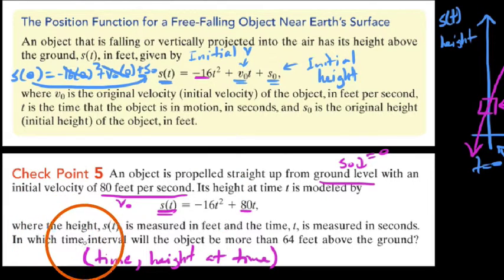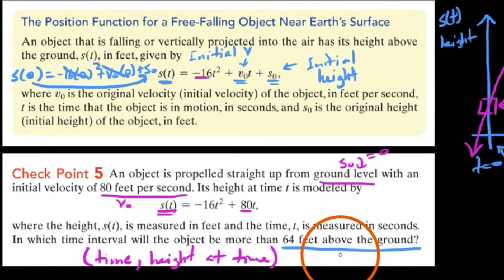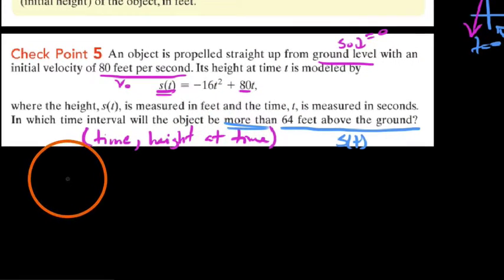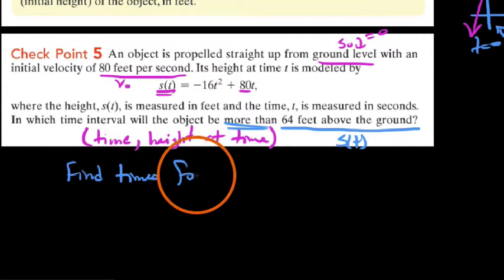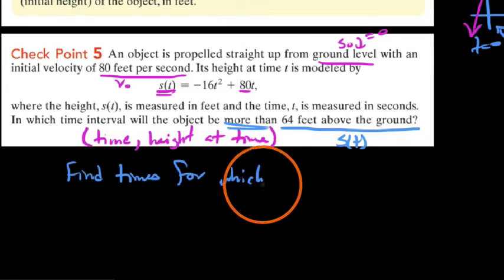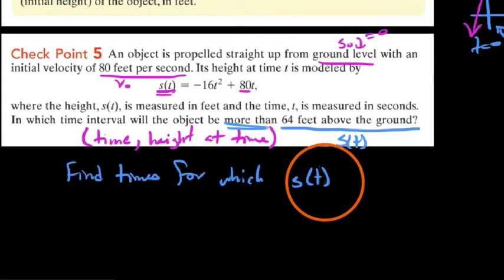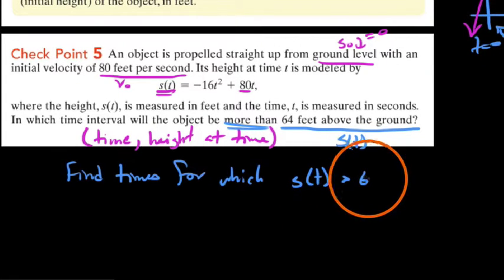So what's the question we want to answer here? It says, in which time interval will the object be more than 64 feet above the ground? What I want you to notice is this. I've been given a position, a height value here, but I've also been given this phrase more than. And so what we're really going to do is find the times. We're going to look for the times for which our height function is more than 64 feet off the ground.